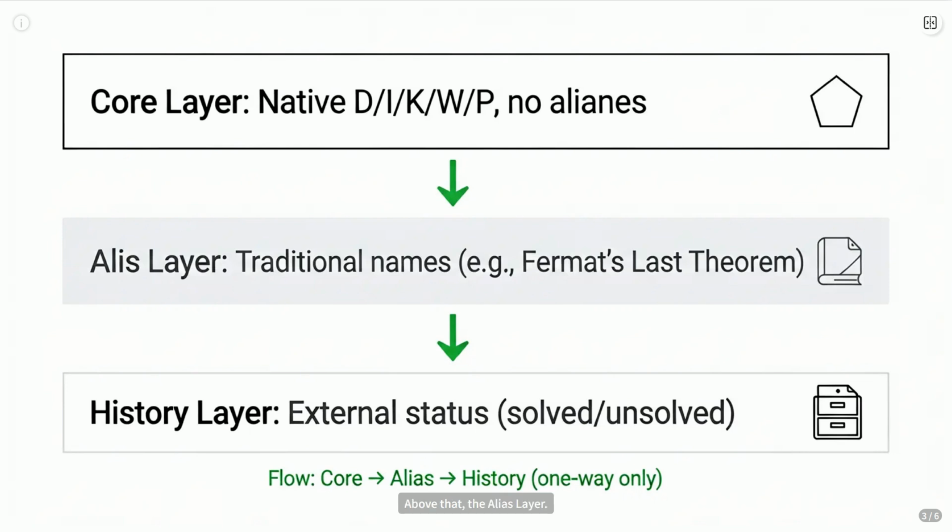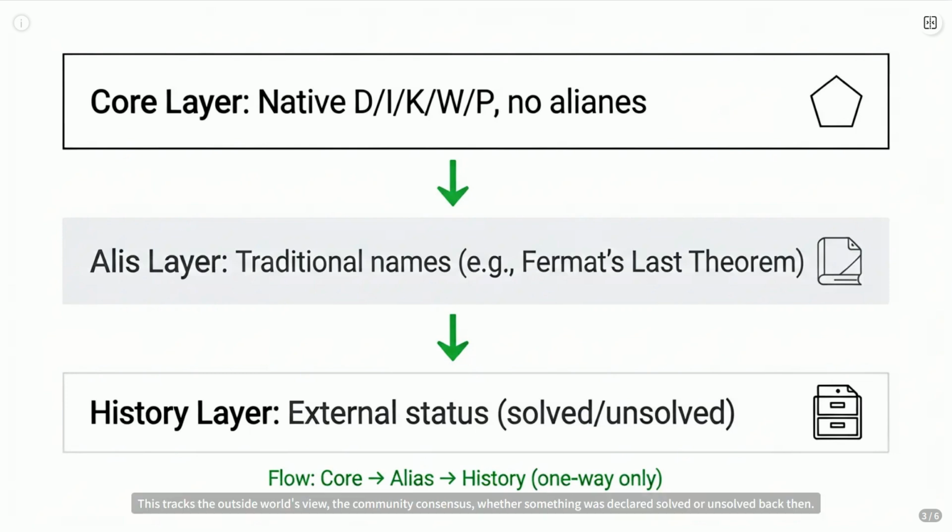Above that, the alias layer. This is where we put the familiar names: Fermat's last theorem, Riemann hypothesis, Goldbach conjecture. They're useful labels, but they don't define the core object itself. Finally, the history layer. This tracks the outside world's view, the community consensus, whether something was declared, solved, or unsolved back then. The key rule: information flows one way, from the core outwards. The alias or history can never rewrite the core. No going back to change the original blueprint.